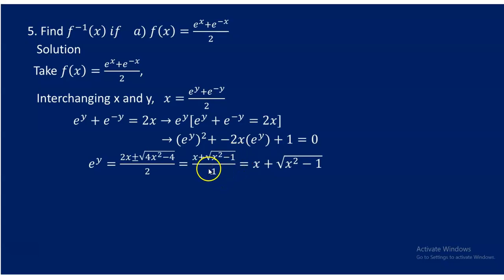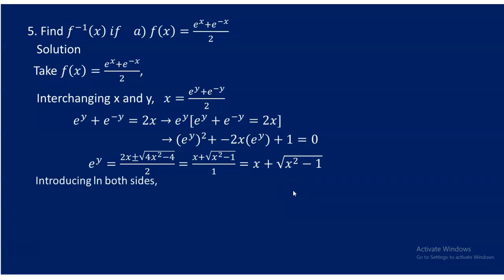The left one here I rejected, the one using minus 1, because this is always having a positive output. Since it always has a positive output, we need to use a plus 1 in order to avoid the negative output, okay? So we can use the plus expression. When you simplify this, it is going to be x plus the square root of x squared minus 1. Hence, e to the power of y is equal to x plus the square root of x squared minus 1.